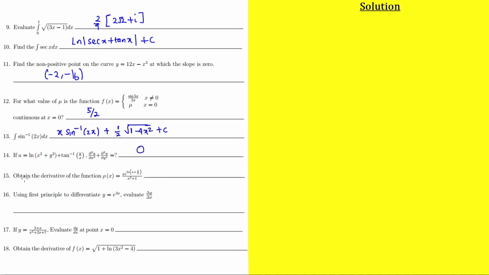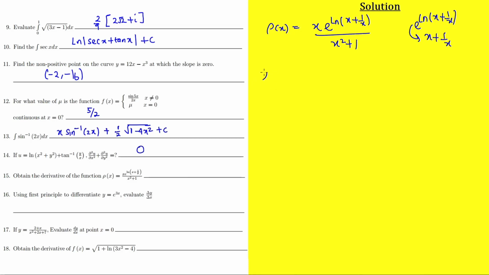Now question 15, it said obtain the derivative of the function. So here you are given rho of x to be x multiplied by e raised to the power ln of x plus 1 over x, all over x squared plus 1. Again you need to observe something: e raised to the power ln of x plus 1 over x is just itself, it's just x plus 1 over x.